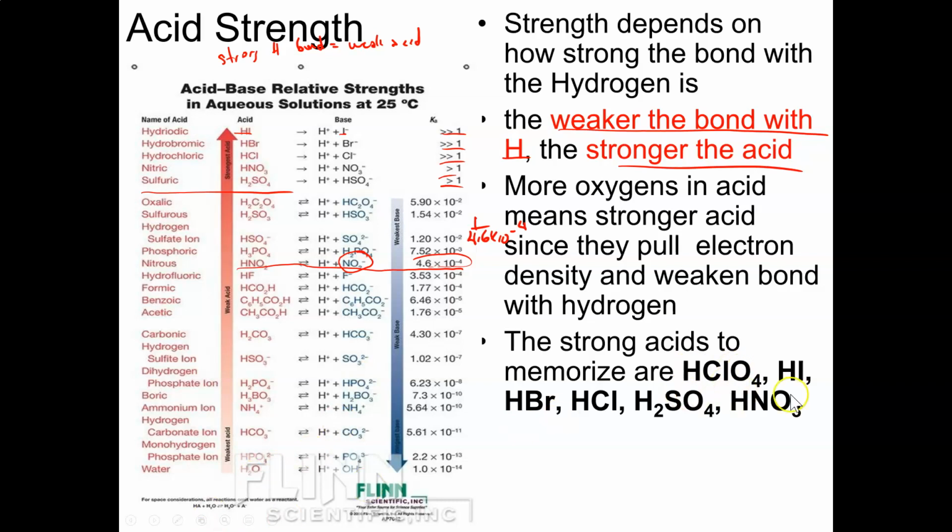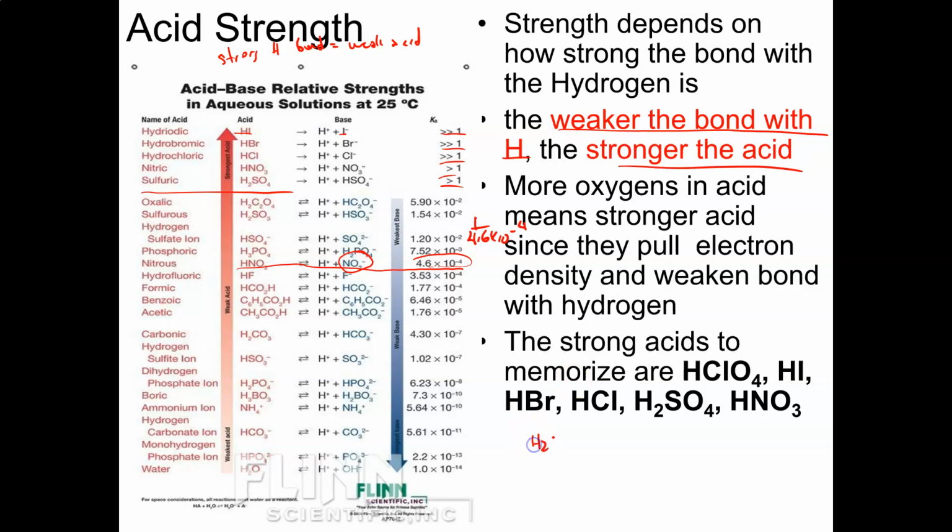Here are your strong acids again, in case you didn't memorize them. The other thing you want to pay attention to, the more oxygens you have, the stronger the acid. The reason for that is that the oxygens pull electron density away from whatever is bonded to the H. And as a result, it weakens that bond with the H. So if you have a weak bond with the H, what do you have? Stronger acid.